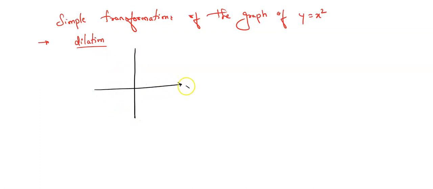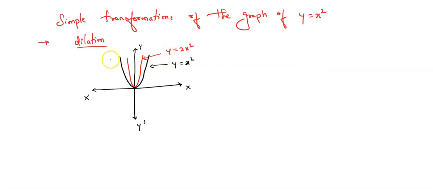So this is my x plane, and this is my y plane. Now as you can see, this is my curve, which is y equals x square. Now you can see we are getting one more graph. Let me say this is y equals 2x square.